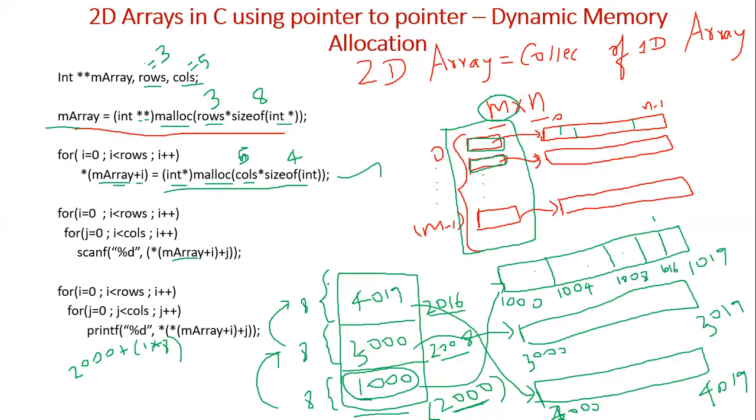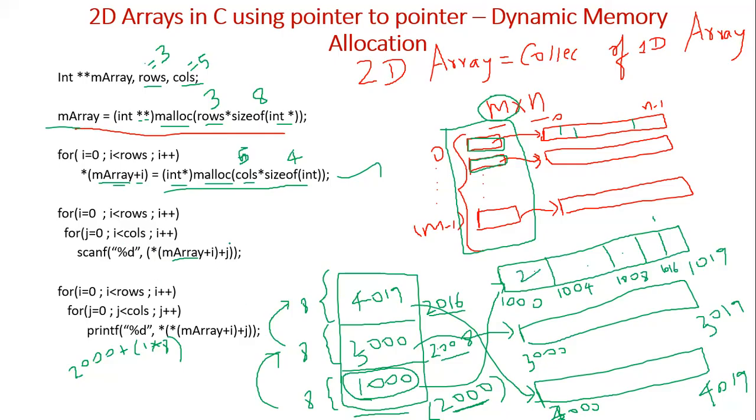Again j is 0, because the first location will be that same 1000 location, right? Before that we are not adding a star, because now we want the address, because it is for scanf. So whatever the first input is, it will go here. Say the first input is 2.